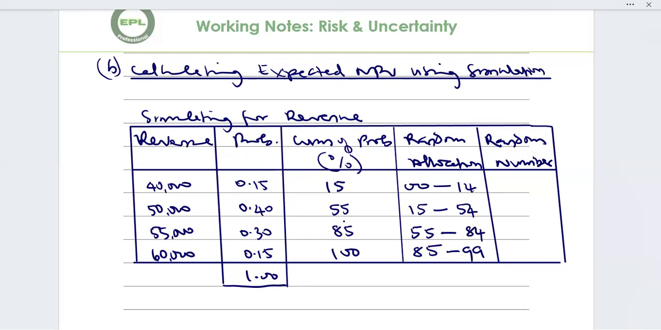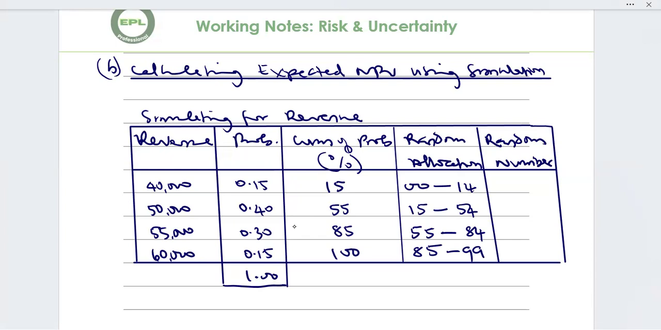Okay, so that's the random allocation. I will then go back to the question. The random numbers given to me, what are the random numbers for revenue? For revenue, we have 30, 20, 79 for sets 1, 2, and 3 respectively. So you now look at the random allocation that you have determined.